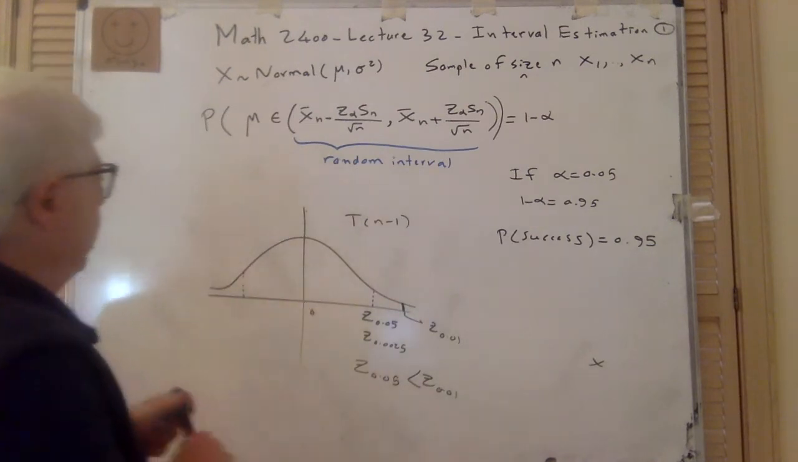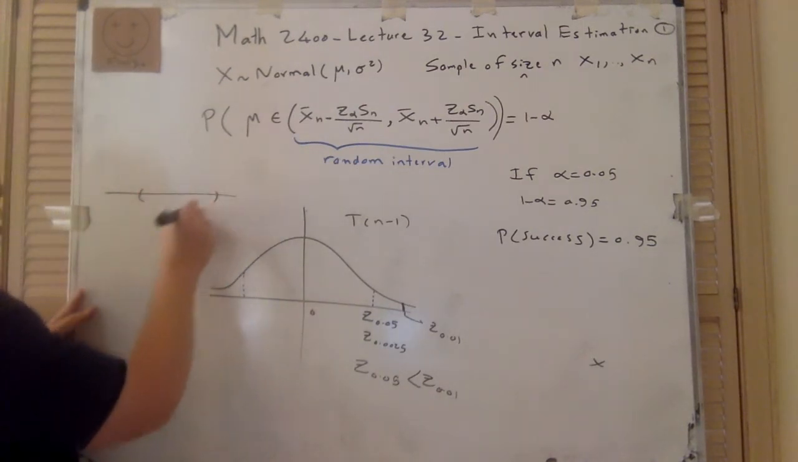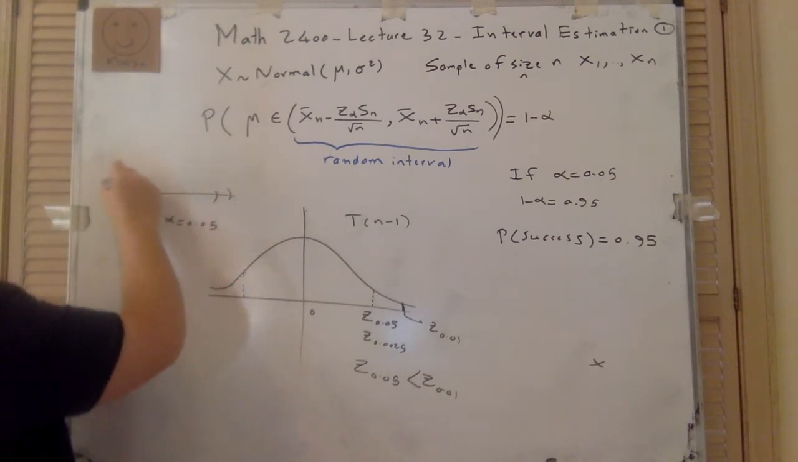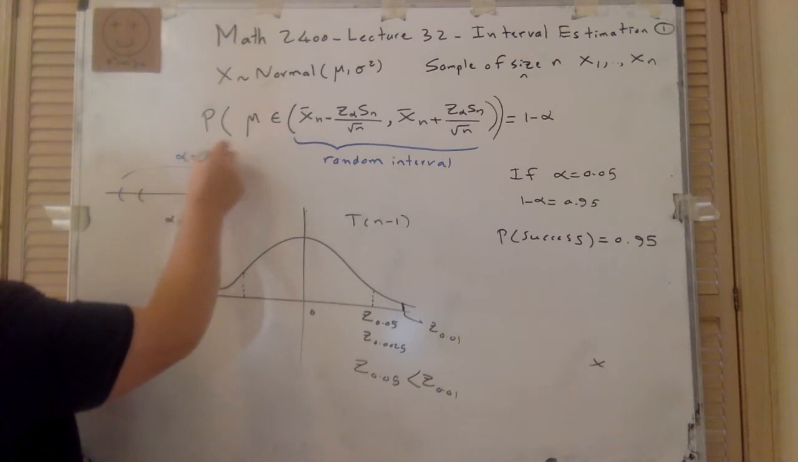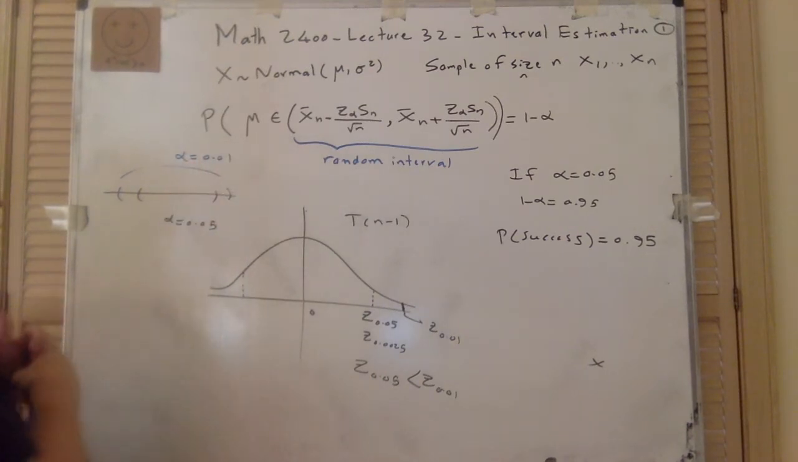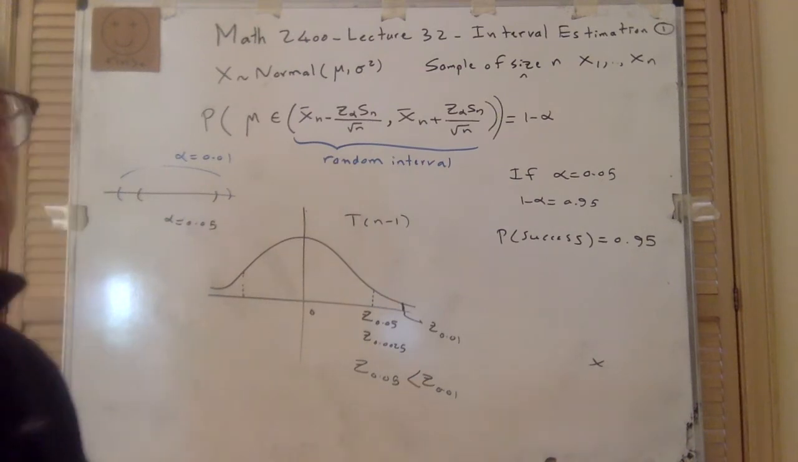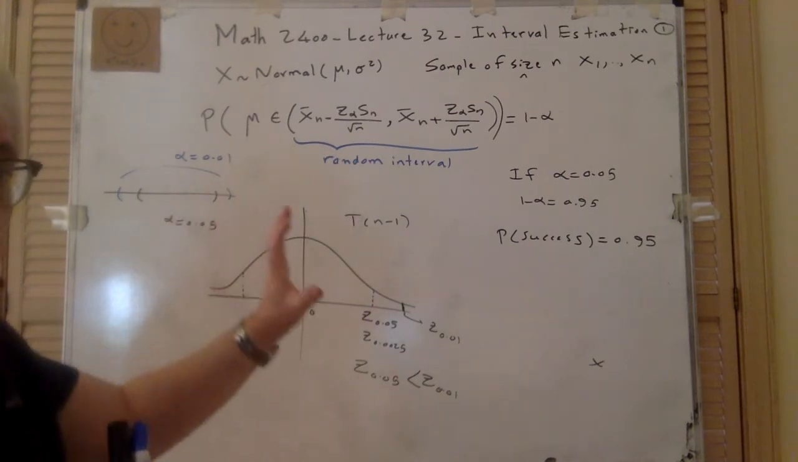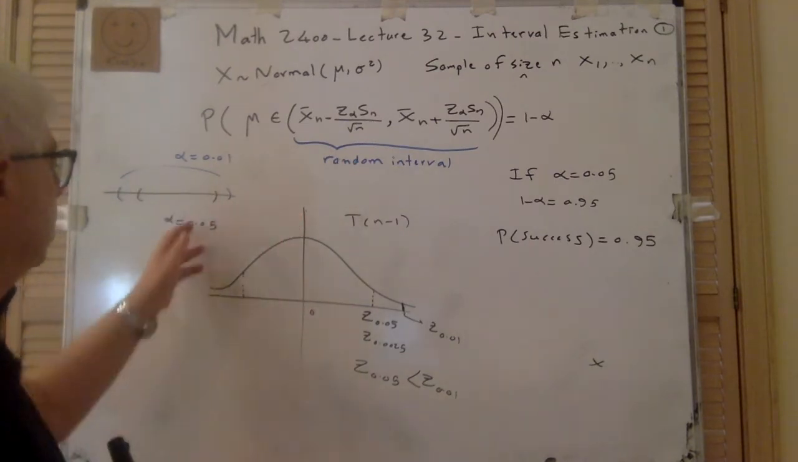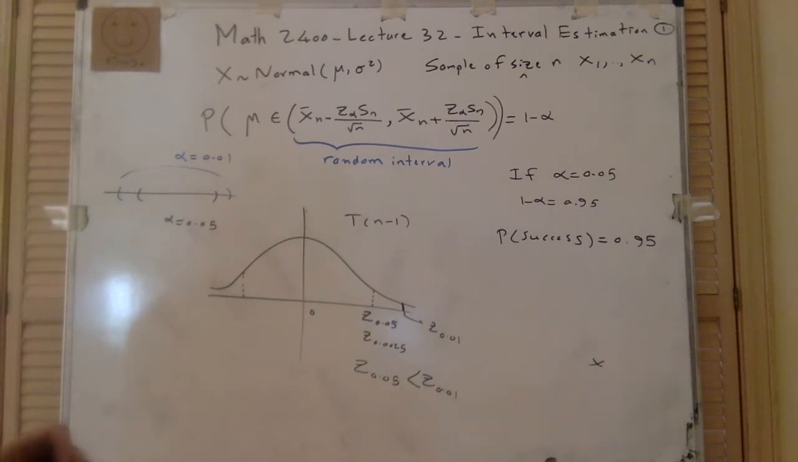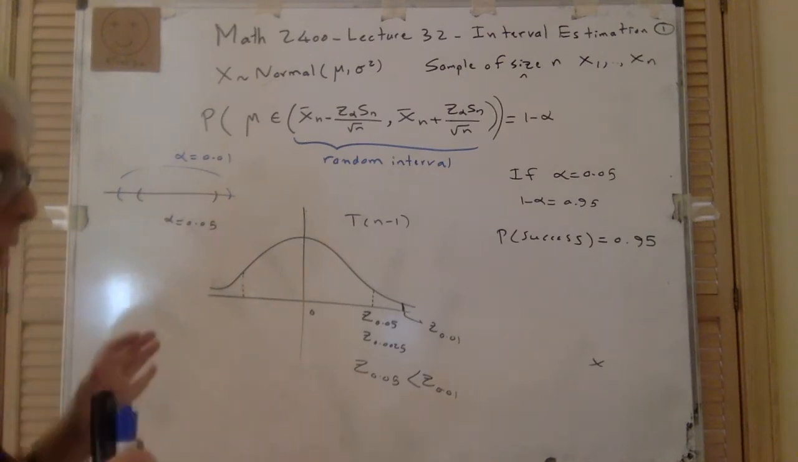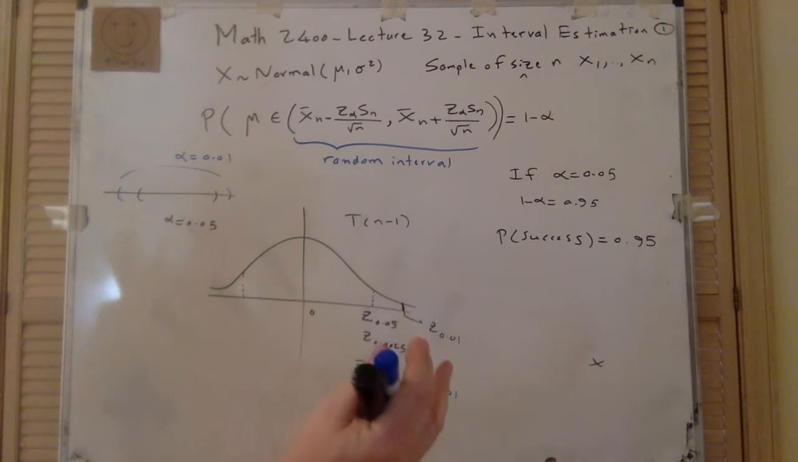So if an interval looks like this for z, for alpha equals 0.05, then this one will be for alpha equals 0.01. Which means the interval for alpha equals 0.01 is much larger than the interval for alpha equals 0.05, if we use the same data. So if you need more confidence, then your interval becomes larger.